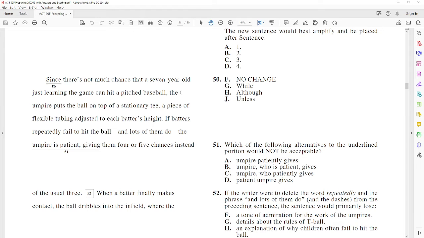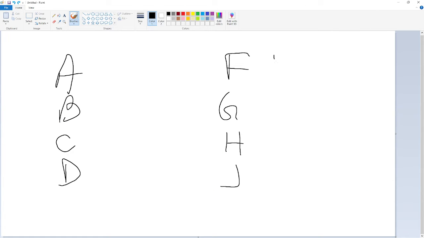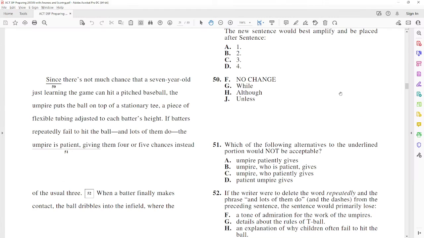In other words, the kids not being able to hit causes the umpire to have to put the ball on the tee. That's cause and effect. I would use something like because there's not much chance, something like that. All right, F, since. Yep, since means because. So that one looks good. G, while. While is either opposite or at the same time. Well, these aren't opposites. The umpire puts the ball on the tee because the kids can't hit the pitched ball.